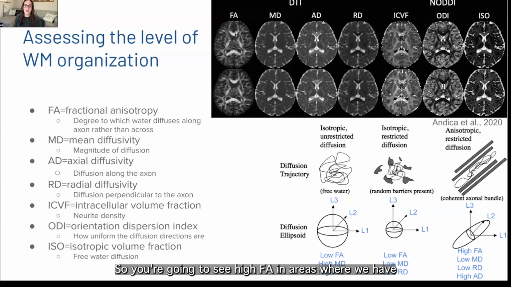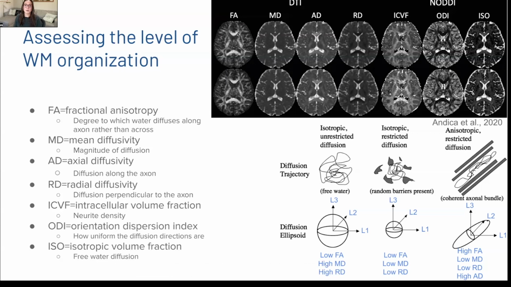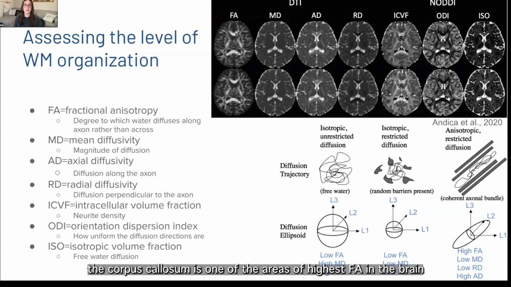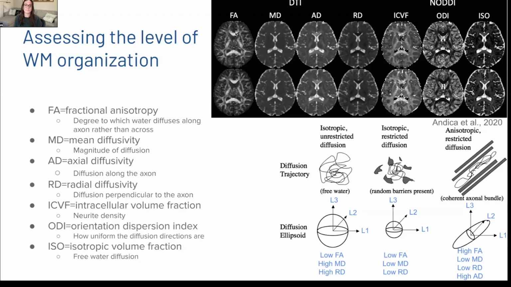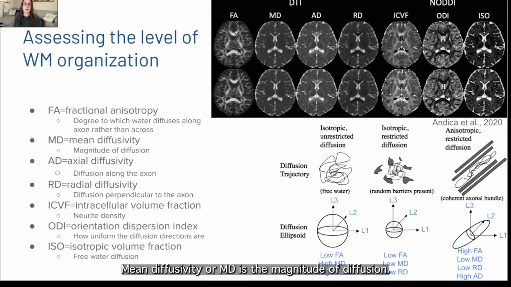So you're going to see high FA in areas where we have very intact, well-myelinated axons. So again, the corpus callosum is one of the areas of highest FA in the brain because we have this very strong coherence of left-right connectivity. Mean diffusivity, or MD, is the magnitude of diffusion. So going back to these ellipsoids, if you're measuring the diffusion in all three directions, mean diffusivity is just a magnitude, the average of these three.